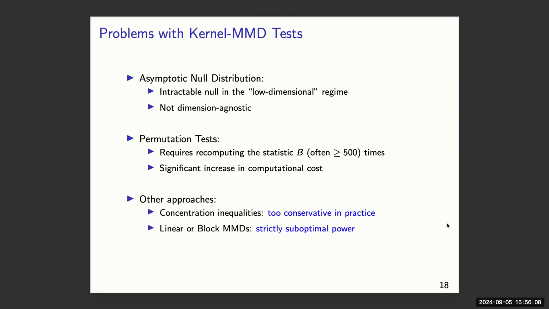There are also some other approaches. There are concentration inequalities, which have strong theoretical properties, but they're too conservative in practice. And there are some other ways of computing the statistic by subsampling, and they are known to have strictly suboptimal power. Yeah. For reducing the computational cost of permutations, you could just do a bootstrap, right?